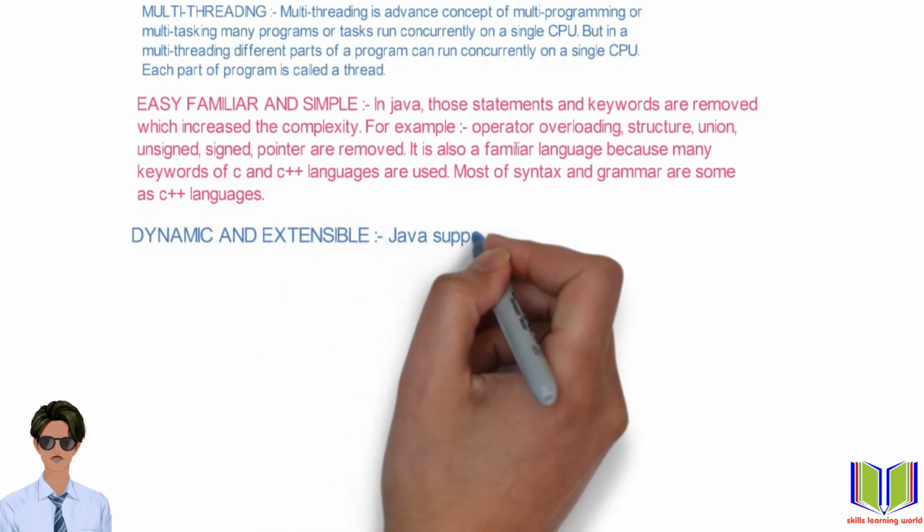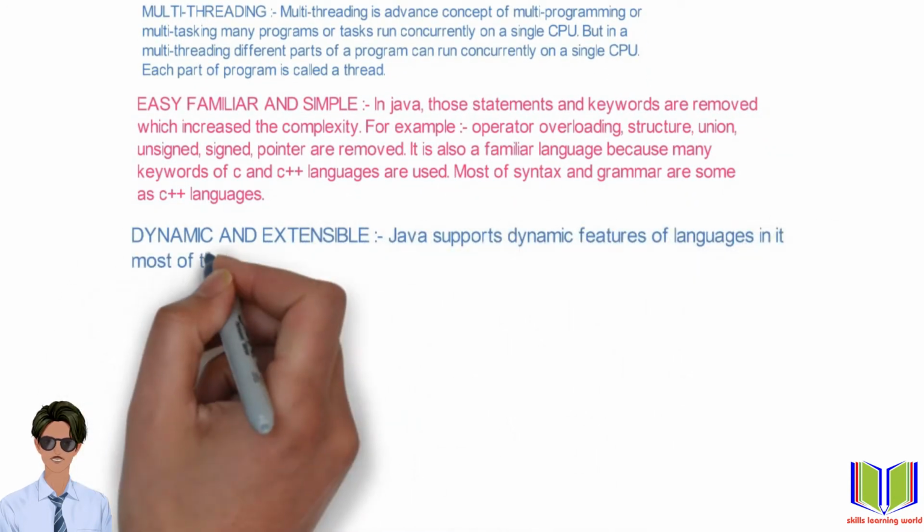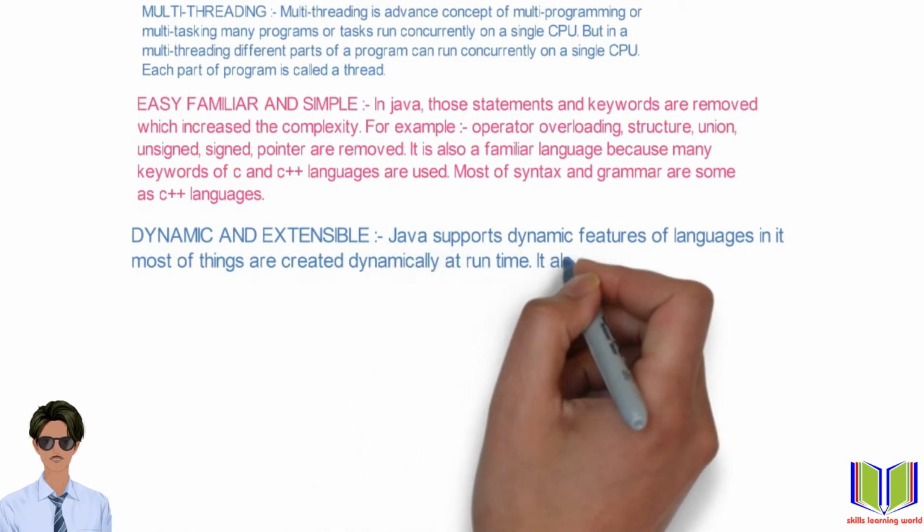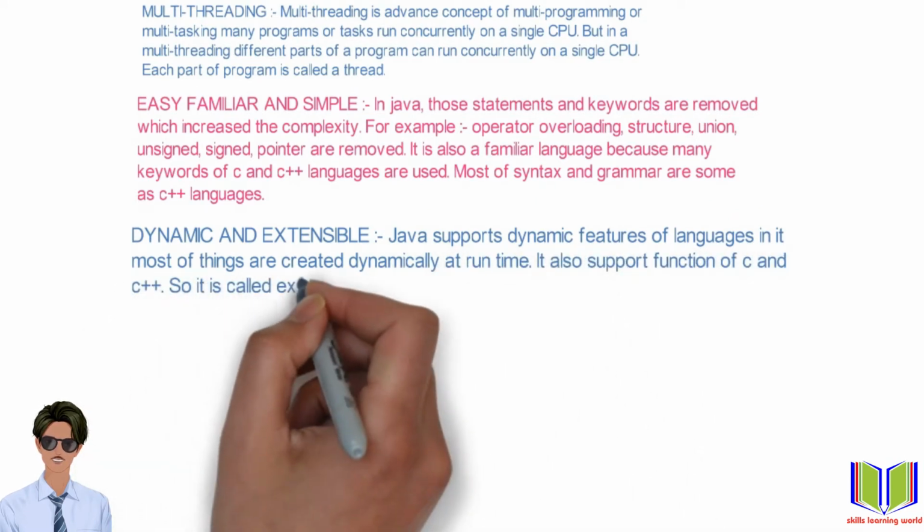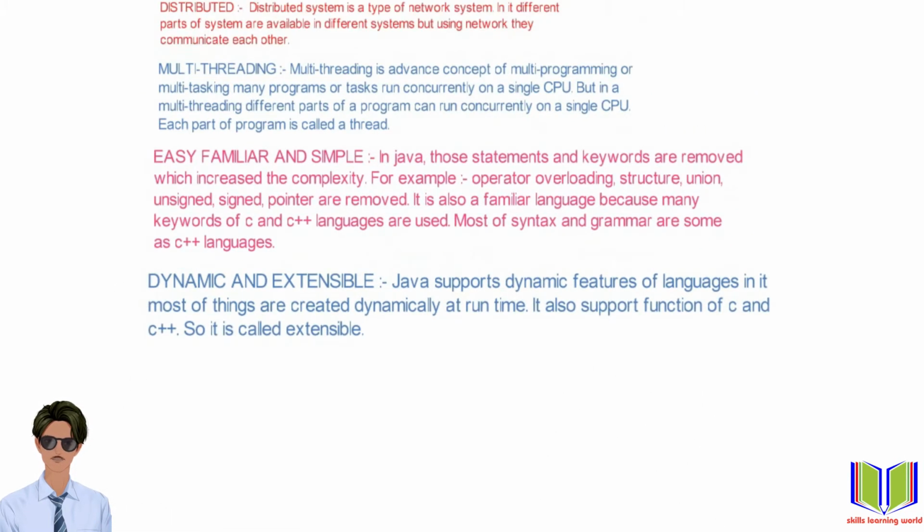Easy, familiar and simple. In Java, those statements and keywords which increased the complexity are removed. For example, operator overloading, structure, union, unsigned, signed, and pointer are removed. It is also a familiar language, because many keywords of C and C++ languages are used. Most of the syntax and grammar are the same as C++.